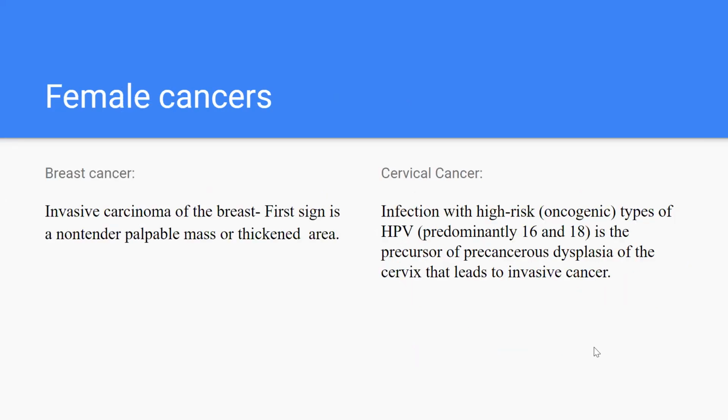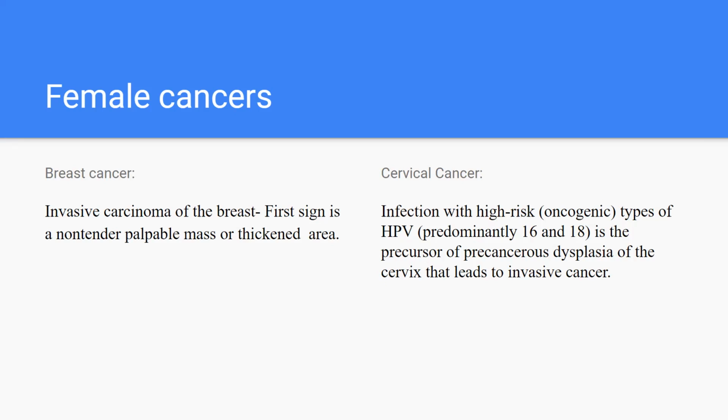And now look at female cancers, breast cancer and cervical cancer. First sign is a non-tender palpable mass or a thickened area, which indicates invasive cancer of the breast. In cervical cancer, look for ages between 16 and 18, and the type of HPV is also like P16, P18. Those are the patients who have high risk for this cancer. So the keyword here is the infection with high risk oncogenic HPV.